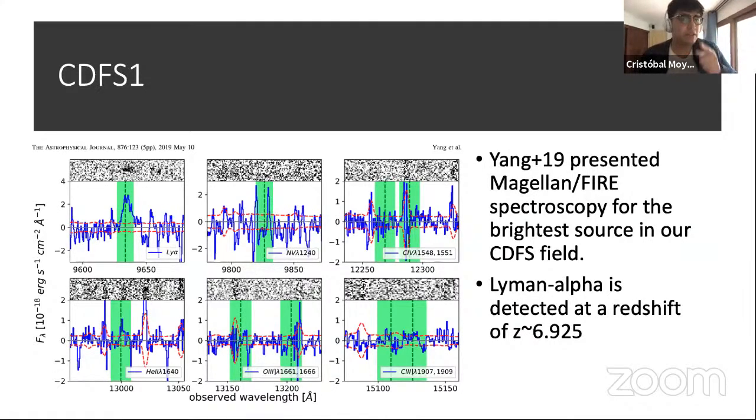I'm sorry, I just realized that I didn't fully answer the previous question about the merger. Yeah, the narrowband image just looks like a single source. There's no hints for it to be a merger.